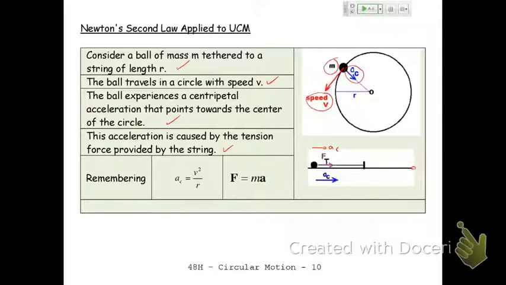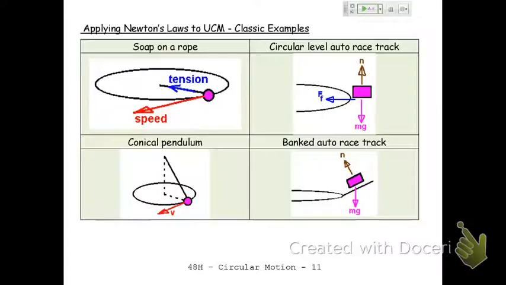And the two equations that come to mind are centripetal acceleration equals v squared over r, and Newton's law, F equals ma. There's an acceleration, so F equals ma. There are 4 classic examples, and you can bet on getting at least one of them. And so this is the so-called soap on a rope. It's basically a mass that's tethered by a piece of string to some kind of axis.